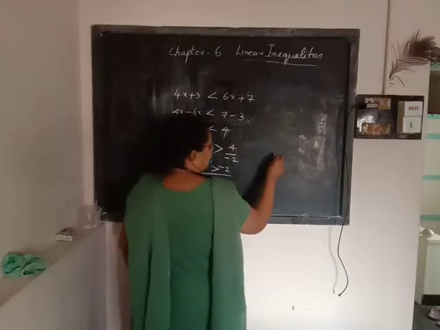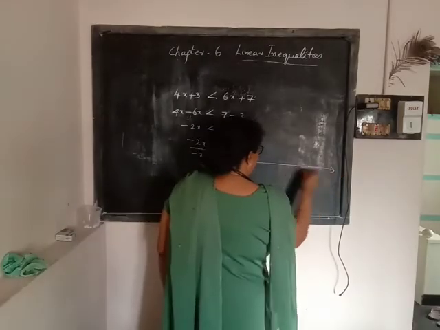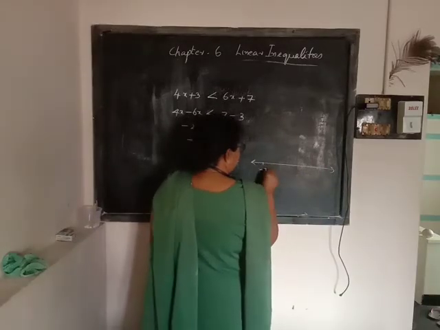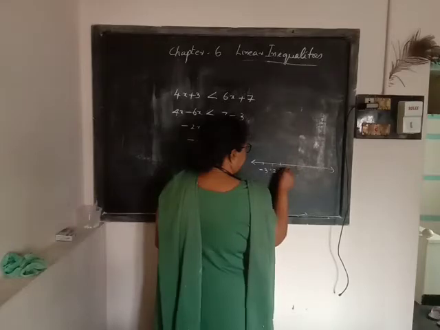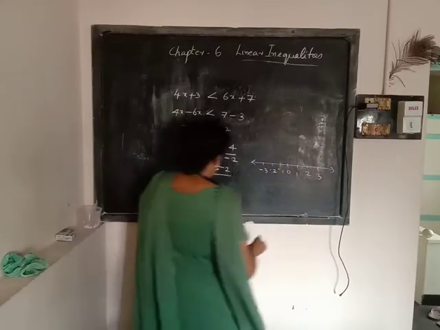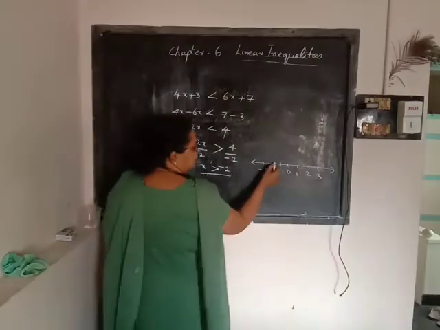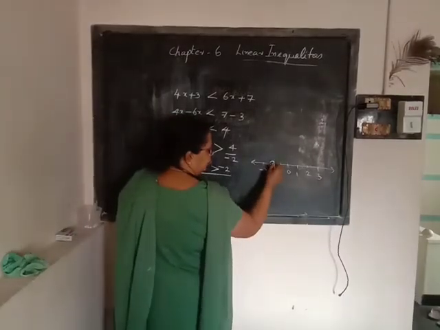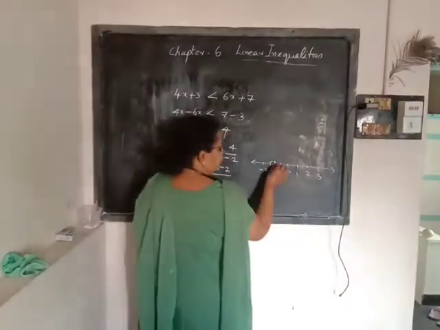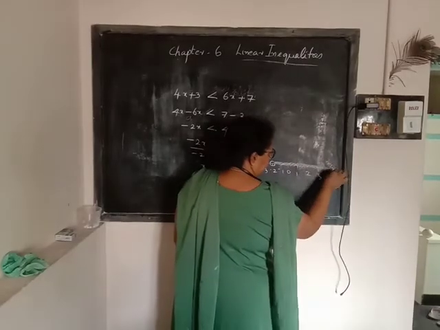How will we draw the number line when x is a real number? X greater than negative 2. Negative 3, negative 2, negative 1, 0, 1, 2, 3. X greater than negative 2, and negative 2 is not included, so negative 2 is an open circle. Greater than means the right side of negative 2, so this part I should darken.